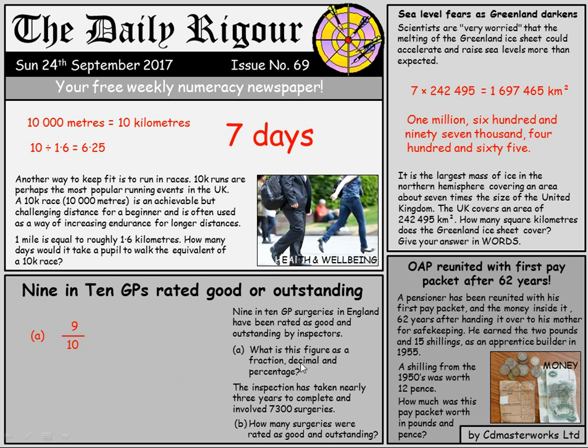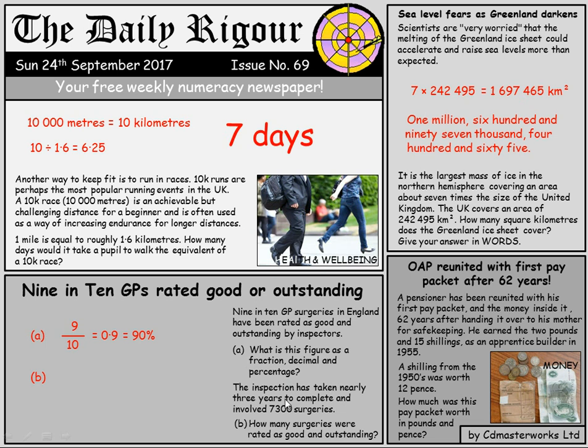How do we change this to a decimal? Well, we do 9 divided by 10. When we're dividing by 10, we move everything down one place value, so units would become tenths. In other words, 9 over 10 is 0.9, and we change this to a percentage by multiplying by 100. So 0.9 times 100 is 90%.